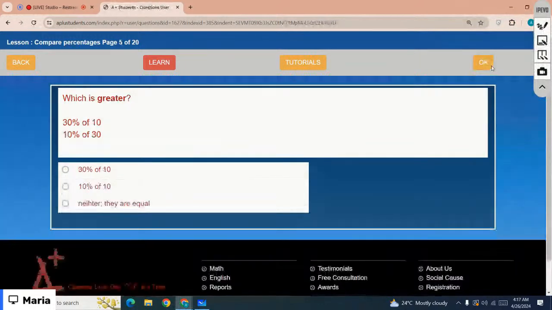Which is greater, 30% of 10 or 10% of 30? They are both exactly equal. 30% of 10 is 3 and 10% of 30 is 3. The correct option is neither, they are equal. Got it? The correct option is they are equal.